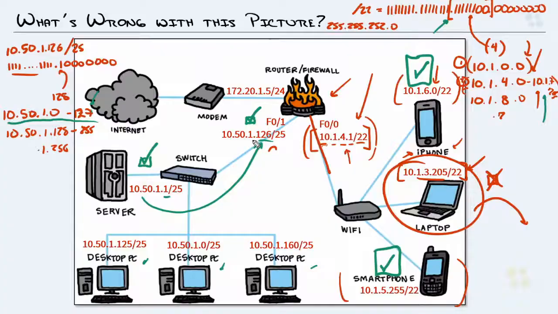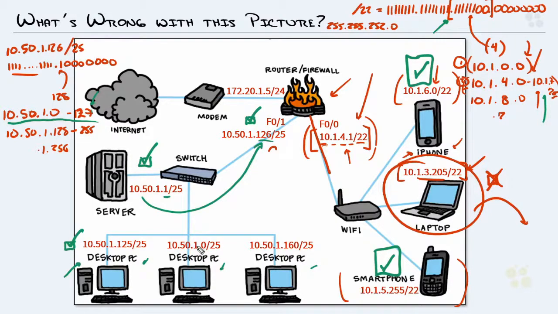And all these guys are configured to use .126 as a default gateway. It's very common to use either the first IP address of the subnet or the last IP address of the subnet as the default gateway. And then you just use everything else before it or after it as the ones that you assign to your clients. Okay, so let's look at some of these other ones. Desktop PC, 10.50.1.125, /25. Yeah, I'd say that's fine, right? It's just the IP address before the default gateway. All good.